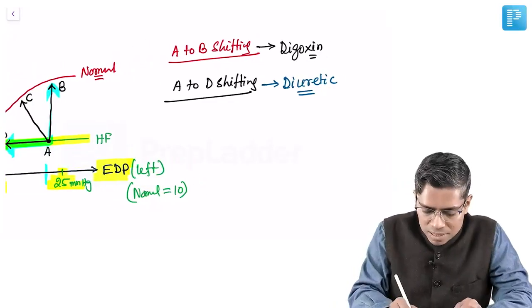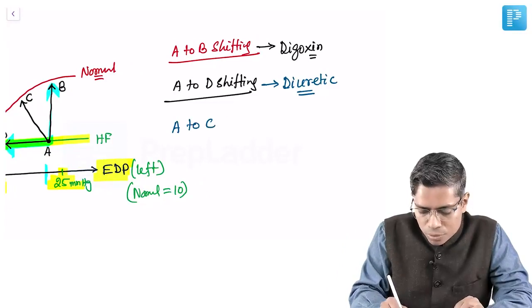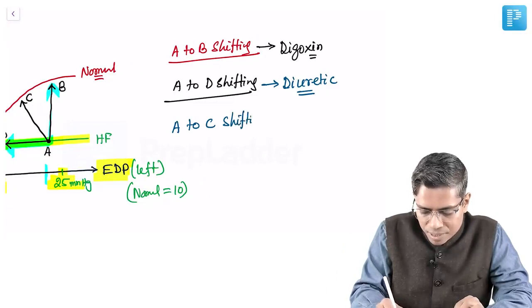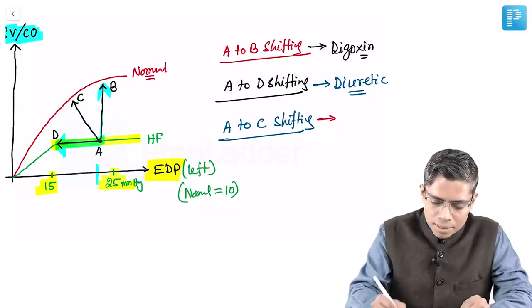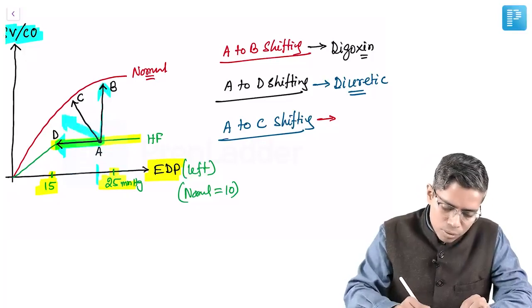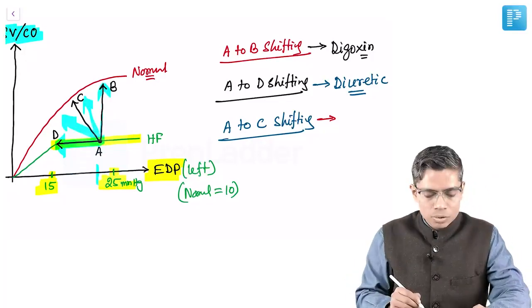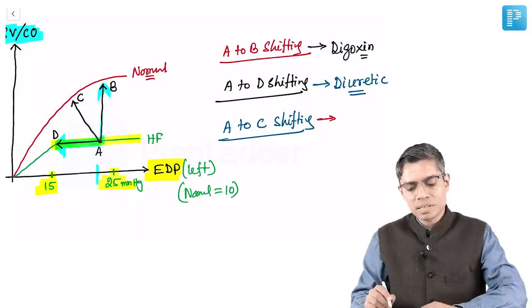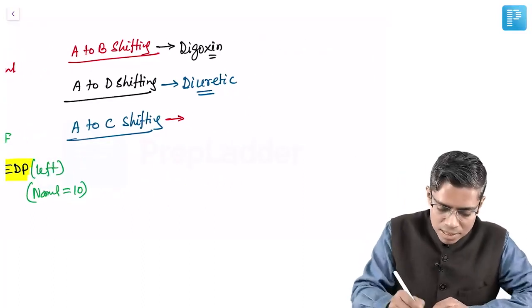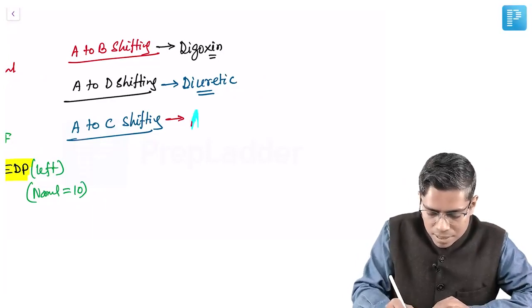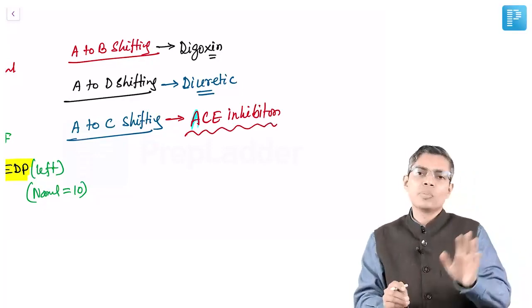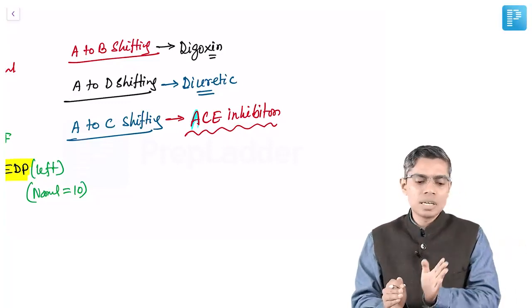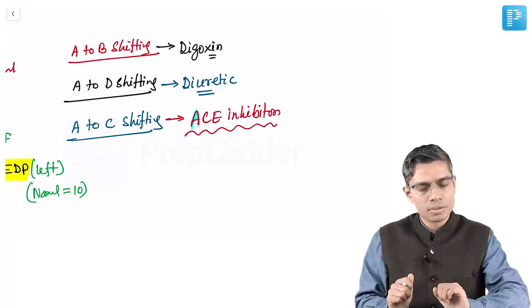Now A to C shifting is very, very important, because here I can find that the shifting is occurring towards the leftward side and also towards the upward side. So I have to find one drug which is causing this A to C shifting, and the drug is nothing but ACE inhibitor, right? Why is ACE inhibitor causing both shifts? Means it is decreasing volume, and it is also raising stroke volume or force of contractility, right?